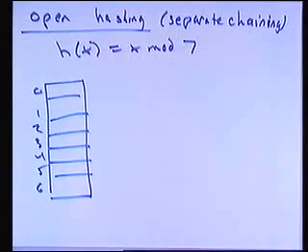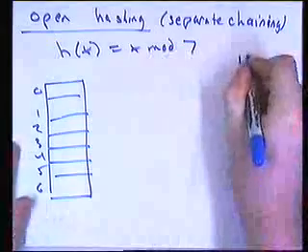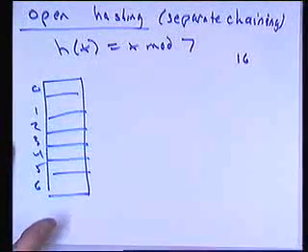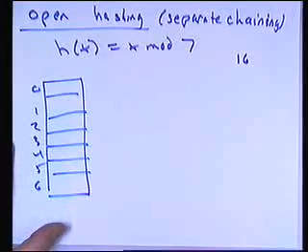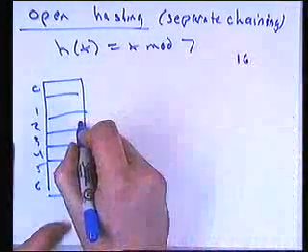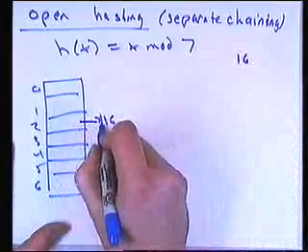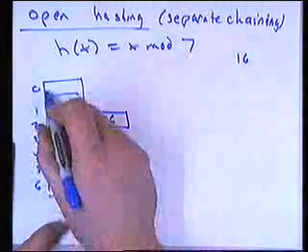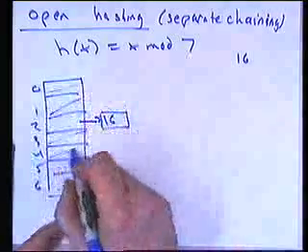So that said, what happens if we insert 16 into this table? When we're dealing with open hashing, what we're going to do is build a linked list off the individual indices. So if I try to insert 16, well, 16 hashes to 2. I could add a node at this place that would hash to 2. And probably, initially in the table, I'd have all null pointers.